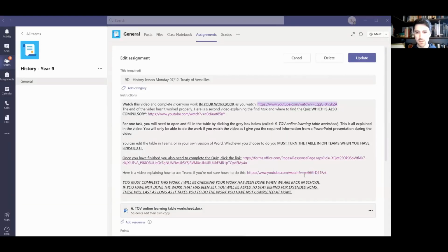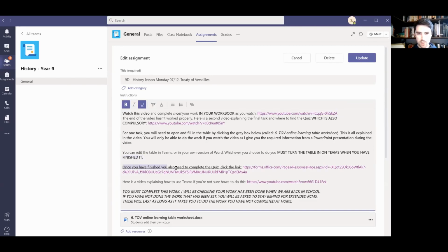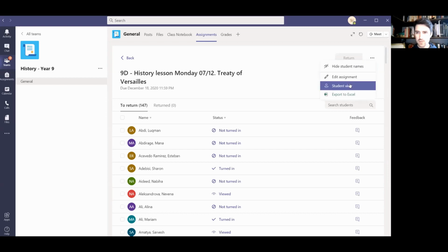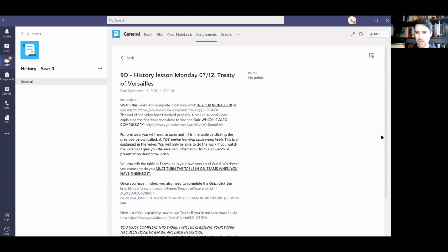Okay, so once you have done that, the last task then is to do the quiz. I'm going to share my screen with you now, but if you go back onto the assignment and you look at this bit here at the bottom that says, once you have finished, you also need to complete the quiz, click the link. So if you click that link, so I'm going to do that, yours, sorry, will look like this.